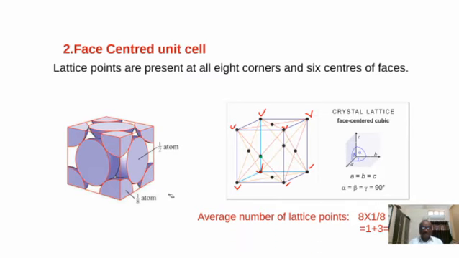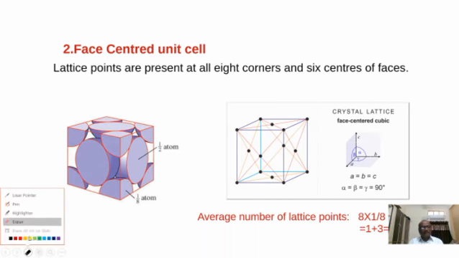Now you can see how many corners are occupied? 8 corners. Just now we have discussed. A unit cell which is present at corner will contribute 1 by 8 part towards that unit cell. So the average number of lattice points, the contribution from the corners, will be equal to 8 into 1 by 8.